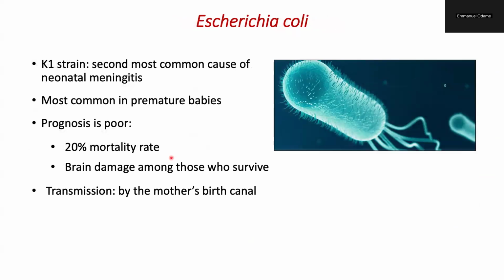Next one on our list will be E. coli. The most common one is the K1 strain, which is the second most common cause of neonatal meningitis. This is most common in premature babies, and their prognosis is poor, with about a 20% mortality rate. It also causes brain damage among those who survive. It's mostly transmitted through the mother's birth canal, as I mentioned earlier on.